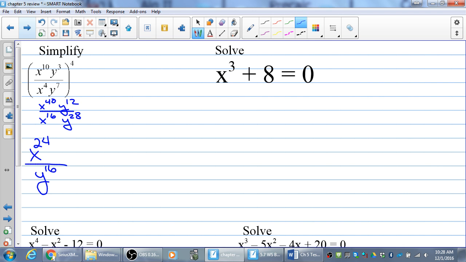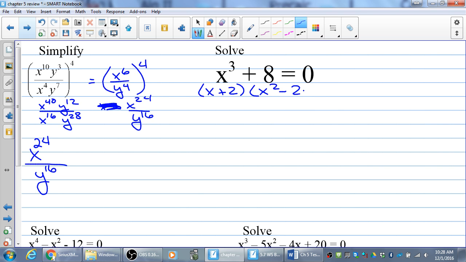Now what you could do is simplify first. You could say, well, this is x to the 6th over y to the 4th, and that's x to the 24th over y to the 16th, but you end up with the exact same answer. So you can simplify on the inside first and then raise everything to the 4th. That's an option.